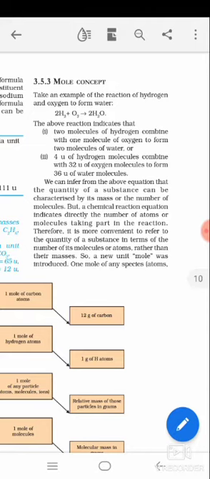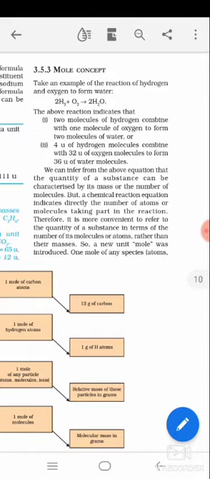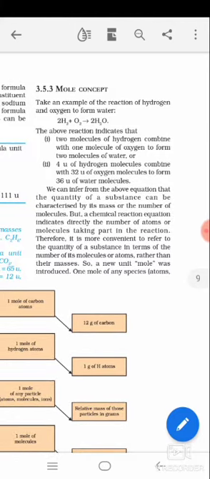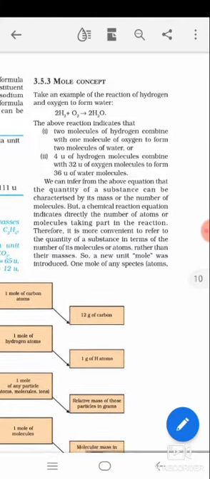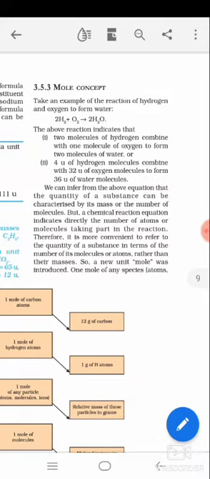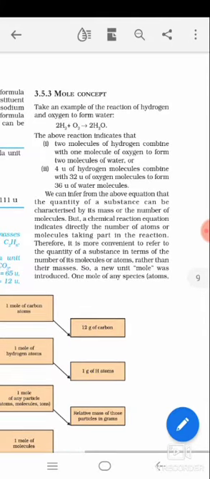Now in case of weight, suppose we explain this same equation in terms of weight, then we can say 4 unit of hydrogen molecules. How did it come as 4 unit? One hydrogen atom has 1 mass, meaning the atomic mass of hydrogen is 1. Here how many hydrogen atoms are there? 2 into 2, so that is 4. So 4 hydrogen atoms have 4 units of mass.